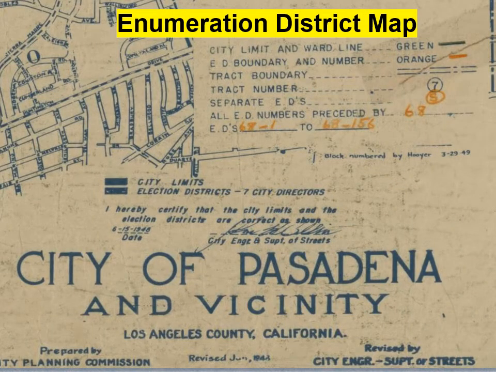If we blow up the bottom and look at the map legend, we see that all ED numbers are preceded by 68. What that means is that when we actually look at the main part of the map, you're not going to see a double prefix. You're not going to see 68-11. You're just going to see 11. And this may trip up people. But we'll take a look at the map.